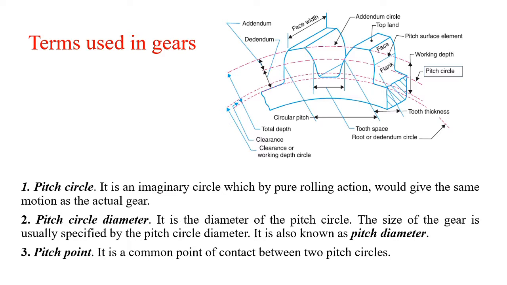Third, pitch point. It is the common point of contact between the two pitch circles. If two gears are meshing, as represented by this point P, this point P is the point of contact between the two pitch circles of the two gears. O1 and O2 are the centers of the two gears. Wherever these two pitch circles meet, this point is called P, or the pitch point. The definition is, it is a common point of contact between the two pitch circles.